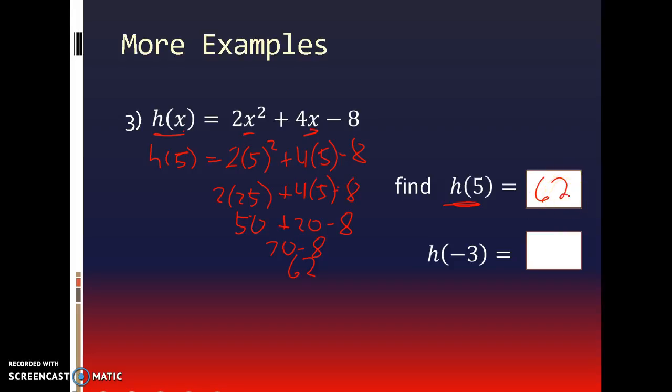So let's try h of negative 3. Try it on your own and then start the video and see if you get the correct answer.